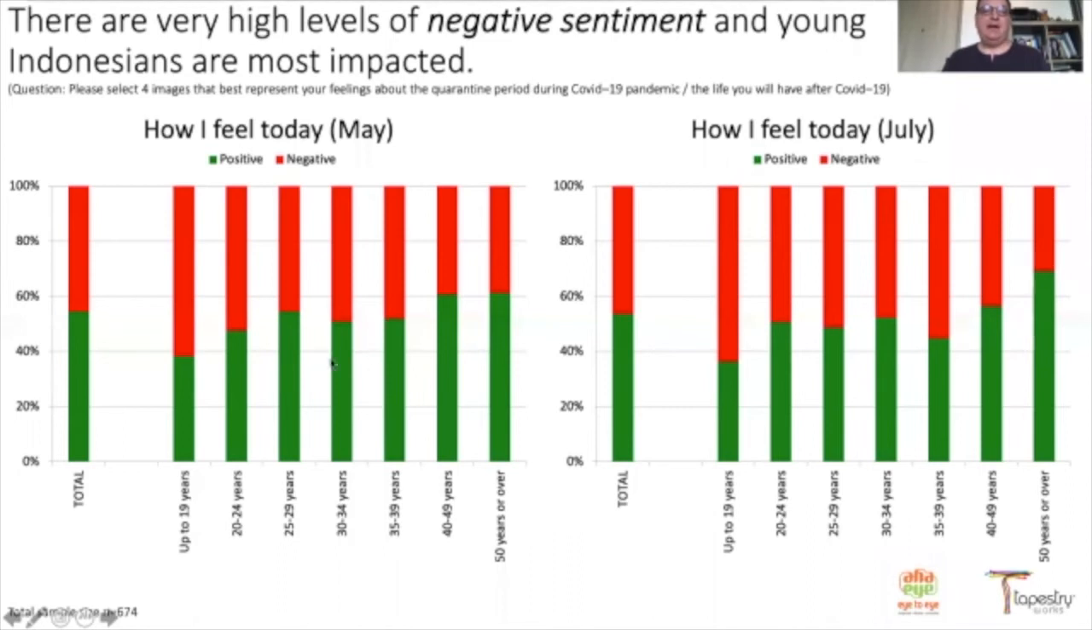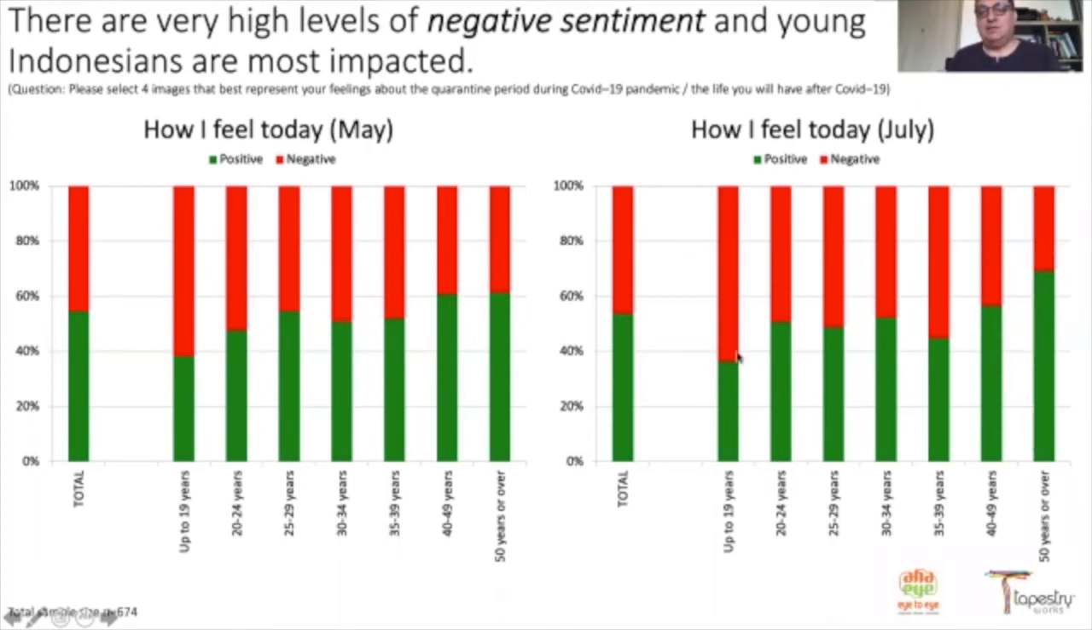Firstly, in May, in the middle of lockdown, but then even in early July, when some things were opening up, and it obviously depends on where you are in Indonesia, we're seeing that the balance between positive images and negative images that people are choosing is about 50-50. Now, honestly, I've done a lot of research in Indonesia and I've never seen levels of negativity that high. So this was quite a shock.